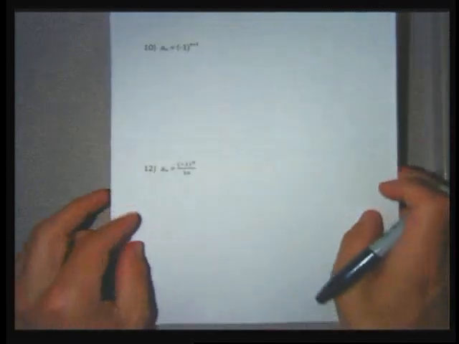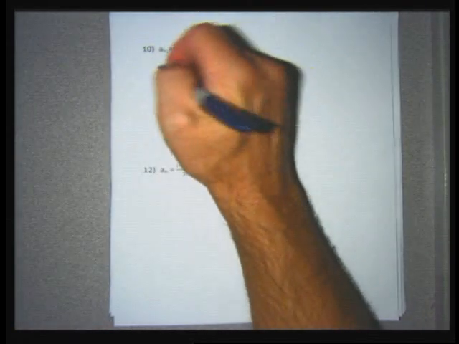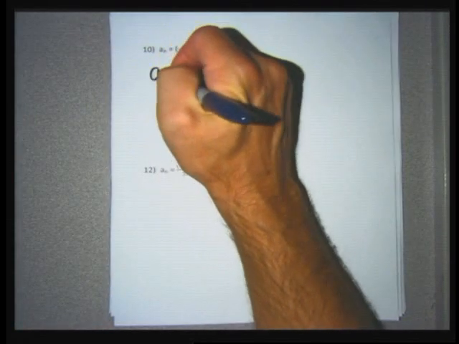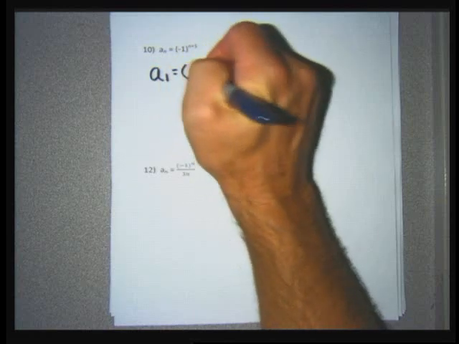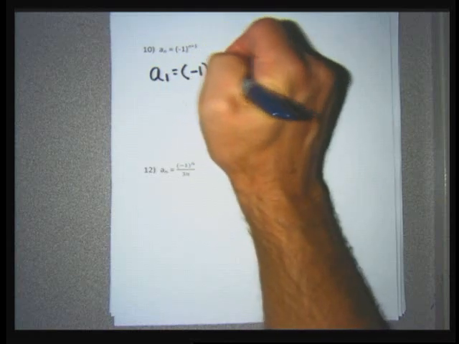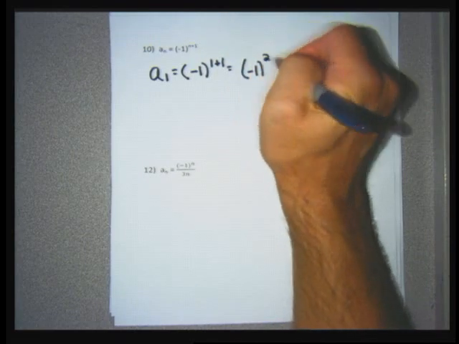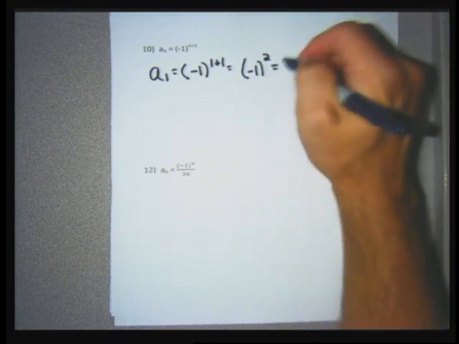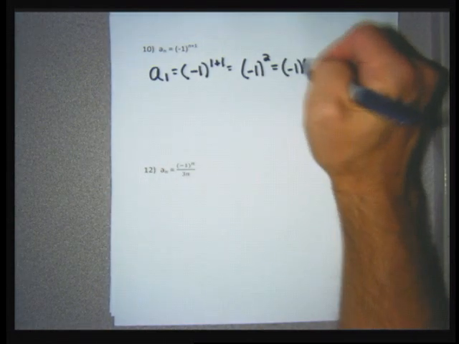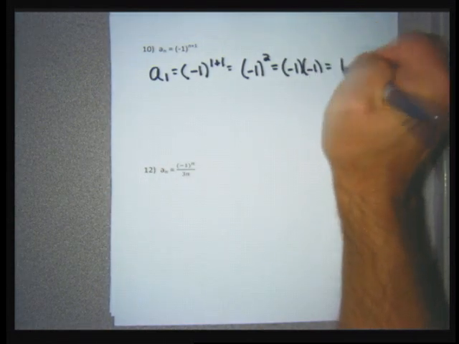10 and 12, same things. I'm just finding the first 4 terms, a sub 1, a sub 2, a sub 3, and a sub 4. A sub 1 is going to be -1 to the 1 plus 1 power, which is going to be -1 to the 2nd power, because I simplify the exponent down to a single number first. That's -1 times -1, which is +1.